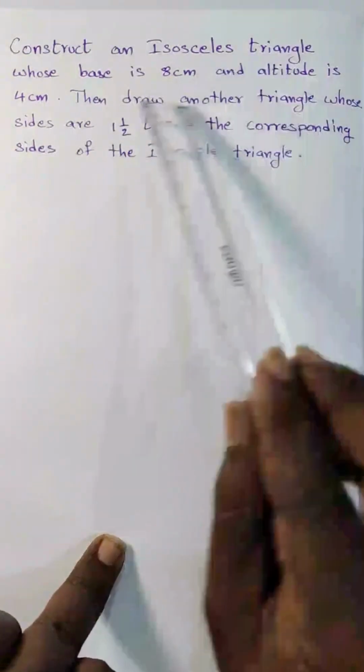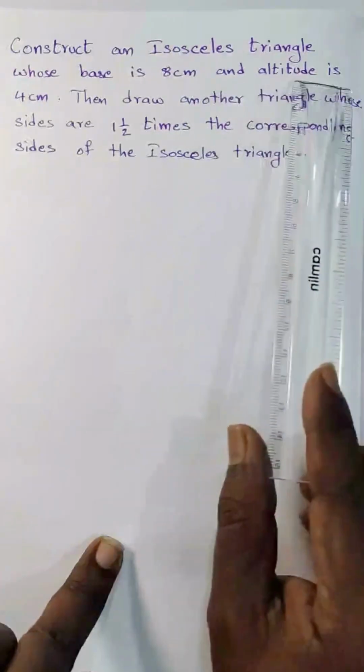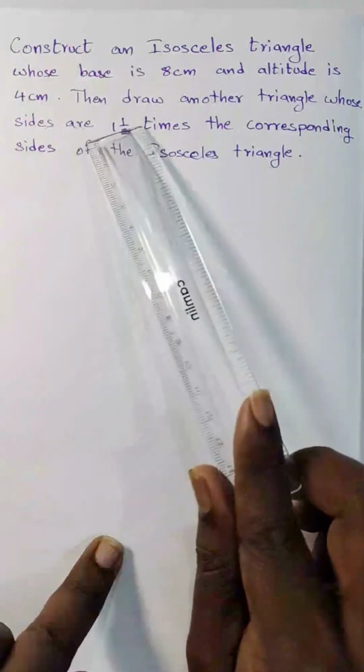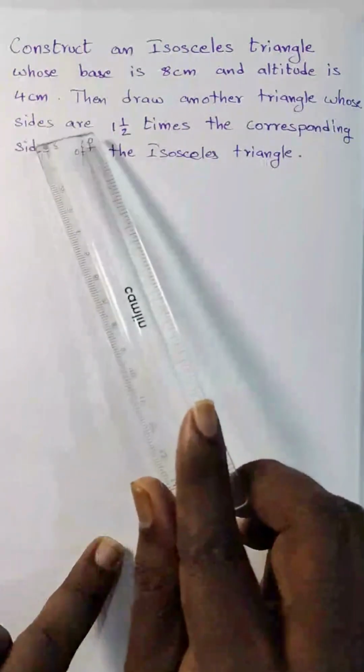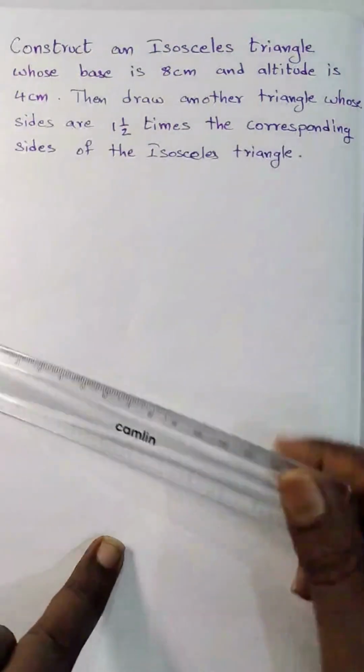Construct an isosceles triangle whose base is 8 centimeter and altitude is 4 centimeter. Then draw another triangle whose sides are 1.5 times the corresponding sides of the isosceles triangle.